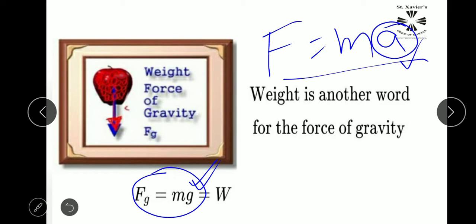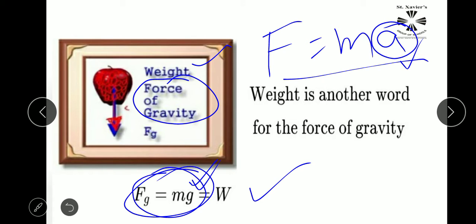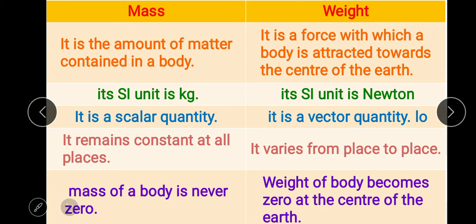Now here our formula is F equal to mg. This force is nothing but weight. So what is weight? Weight is the force of gravity. Weight is another word for the force of gravity, students. So please remember weight. Now let's see the difference between mass and weight.